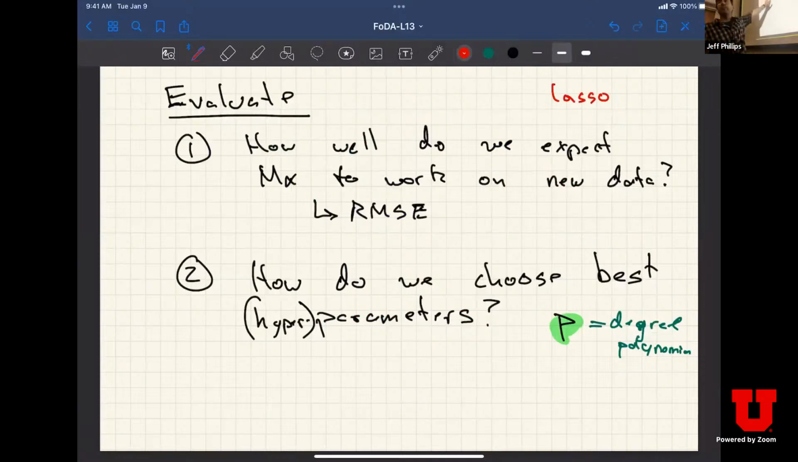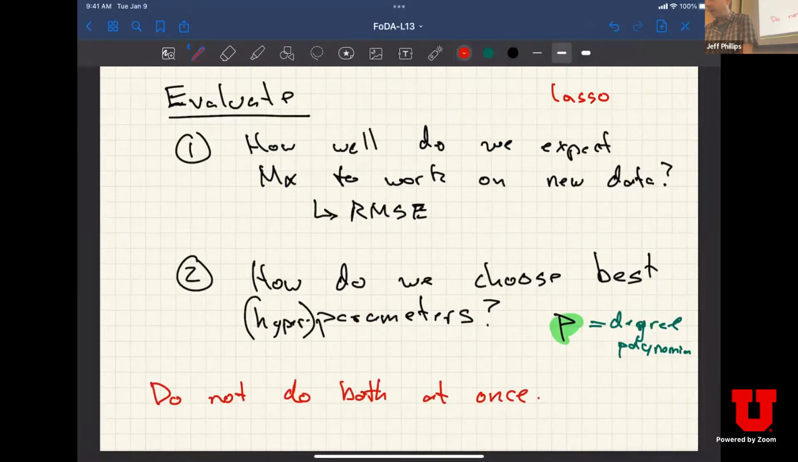And you do not want to do both at once. The problem is, if you are using the test data to train a parameter, you're essentially doing training on this parameter P. So the same way that if you had a really high degree polynomial and fit through all the data, you're overfitting, or you're choosing the parameter P so it does well on your testing data, which makes the testing data not a fair reflection of how it will do on new data.